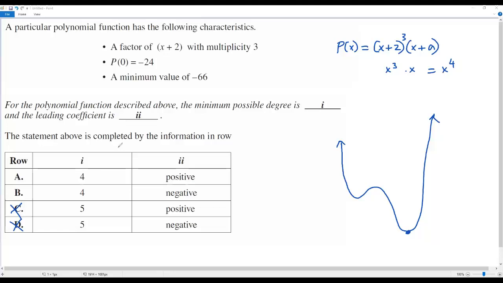So from the discussion we have done so far, the minimum possible degree of the given polynomial has to be 4, and also the leading coefficient must be positive, so that both the ends of the graph of the polynomial will go up and will have a minimum value, because in the question a minimum value is there. So the correct answer choice for this question is option A.